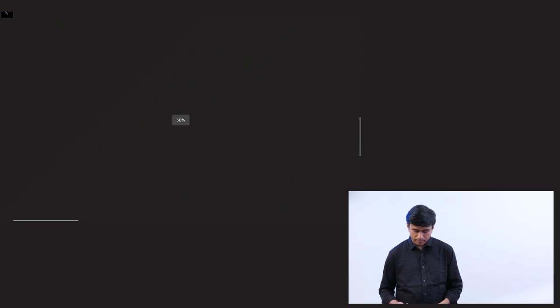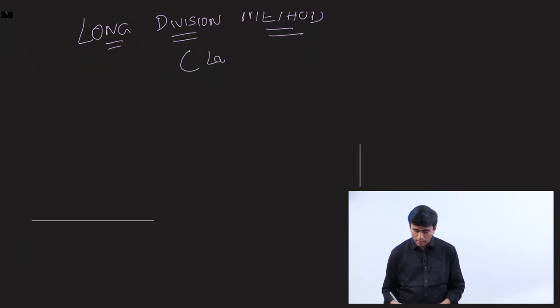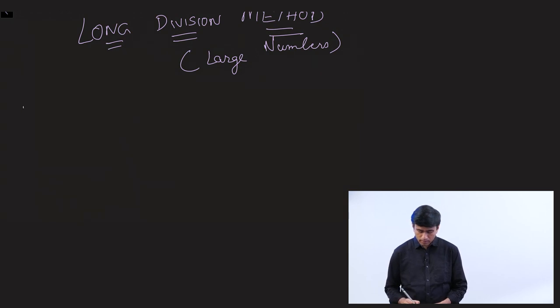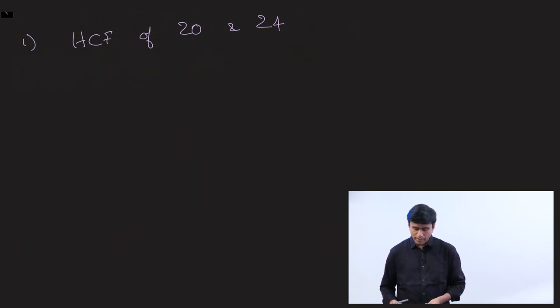Now let's go to the third method, long division method. The prime factor method is used commonly for small numbers. The long division method is commonly used for large numbers. Let's take an example. How do you find HCF of 20 and 24? The first thing is to divide the larger number by the smaller number. So the larger number is your dividend and your smaller number is your divisor. Let's do that.